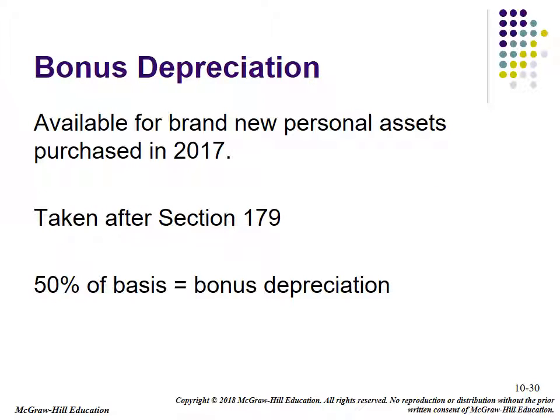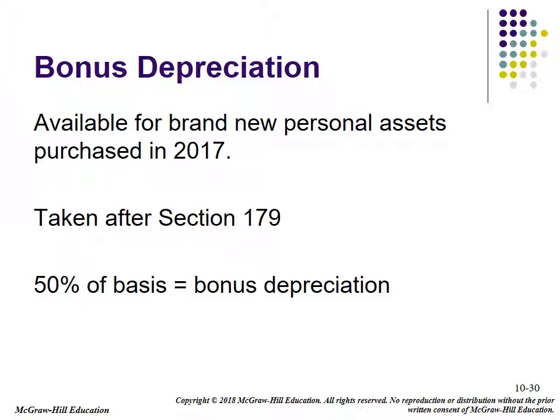Bonus depreciation is available for brand new personal assets, so first-use personal assets purchased in 2017. Remember, neither one of these applies to real property. This bonus depreciation is usually taken after Section 179, if any was taken on the purchases, and it is 50% of basis. That is the amount of bonus depreciation.